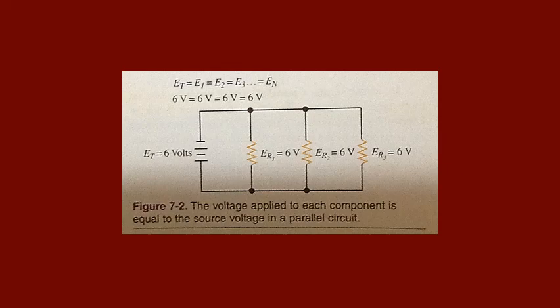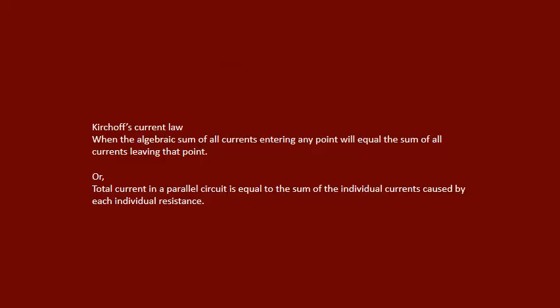Parallel circuit current. Current in a parallel circuit follows some simple principles. These principles are summed up in Kirchhoff's current law. Kirchhoff's current law states that the algebraic sum of all currents entering any point will equal the sum of all currents leaving that point. Simply stated, the current flowing into a junction of parallel resistance is equal to the current flowing out of the same junction.